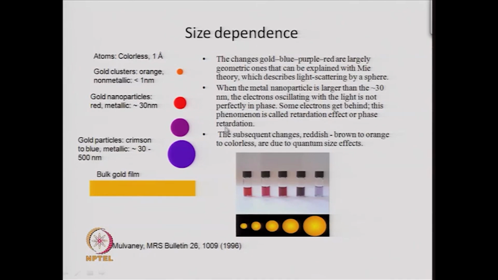Subsequently, at the small size level, when you are below a certain size, say 5 nanometers, 3 nanometers, 4 nanometers, at that size the color changes, more towards reddish brown to orange, and then finally it becomes colorless at very small size. Those are due to quantum size effects which we had discussed earlier.